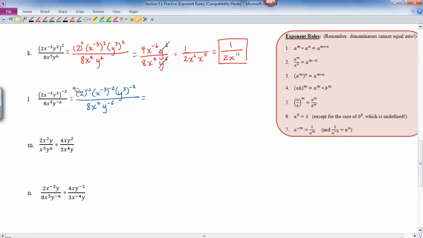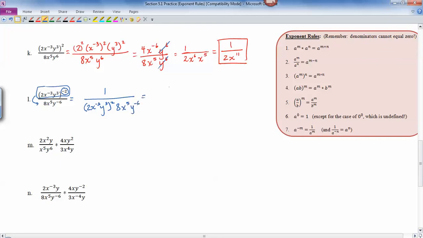I don't know if I like it this way. Let's do it another way. Let's do it the way I first described. So if I wanted to make that a positive 2, I need to move the entire term to the bottom. So that's going to be 1 over 2x to the negative 3y cubed, all squared. And then I've got 8x to the 5th, y to the negative 6 still on the bottom there.